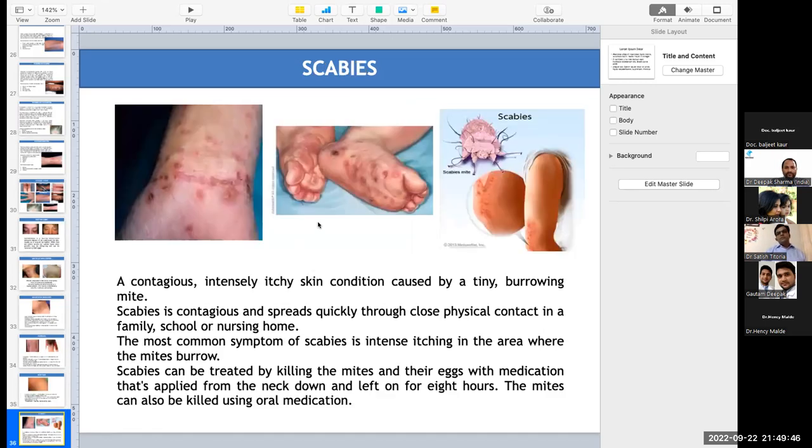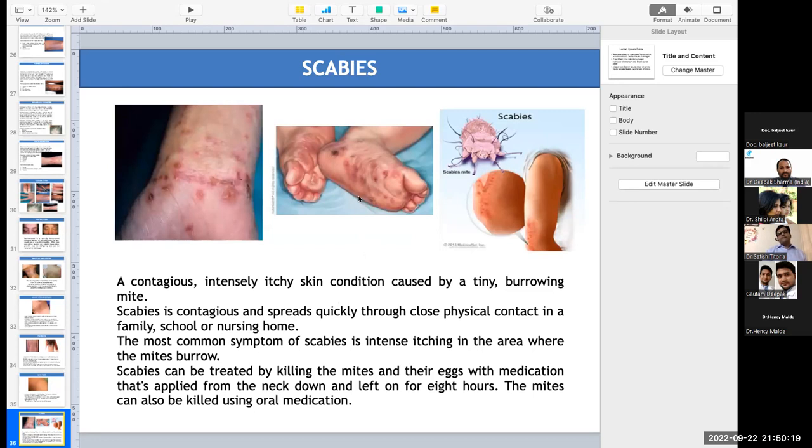The next common problem is scabies, which is a contagious, intensely itchy skin condition caused by a tiny burrowing mite. Scabies is contagious and spreads quickly through close physical contact in a family, school, or nursing home. The most common symptom is intense itching in the area where the mite burrows. Scabies can be treated by killing the mite and its eggs with medication applied from the neck down and left for 8 hours. The mite can also be killed using oral medication.